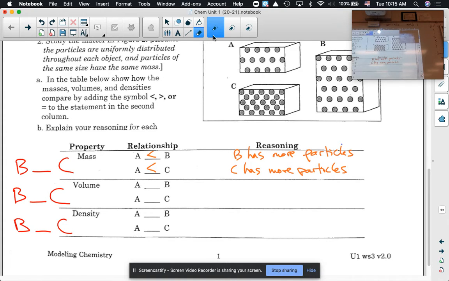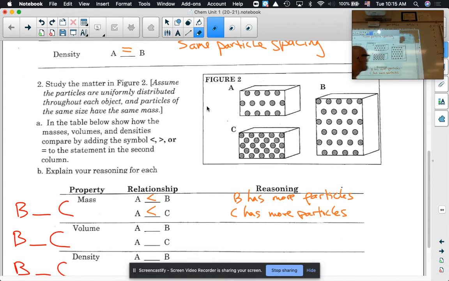It's not so obvious. Comparing A and B, and A and C, it's pretty obvious which one has more mass. B and C, that's not as obvious. We would have to actually count those out. Let's just do a quick count.